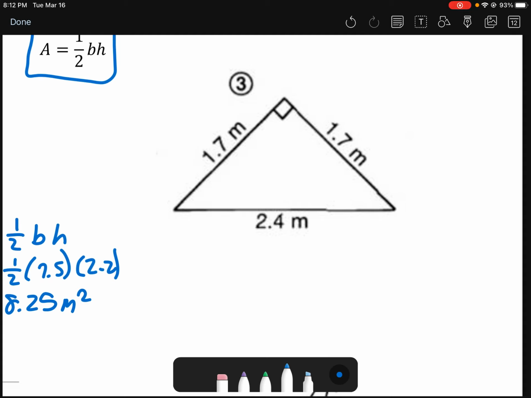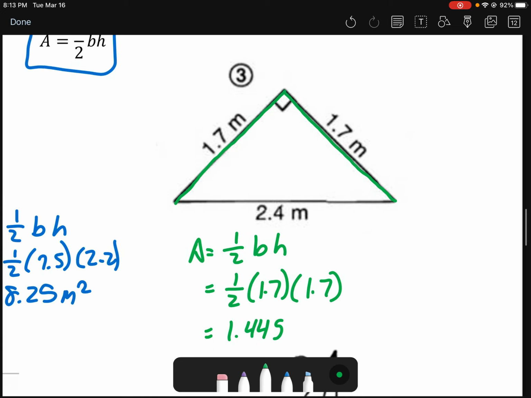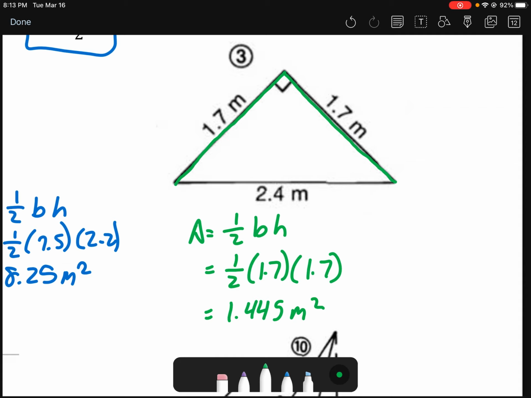Looking at this one, a little different. There's no line going through it. However, remember I said that my height and base have to be perpendicular to one another. So I see these two lines right here are forming a 90 degree angle with each other. Those are my base and height. So when I'm finding the area, I'm going to go ahead and substitute 1.7 for my base and height. 1.7 times 1.7. I got 1.445 meters squared.